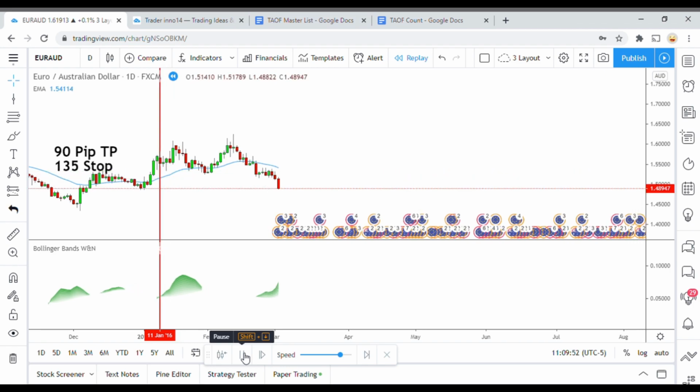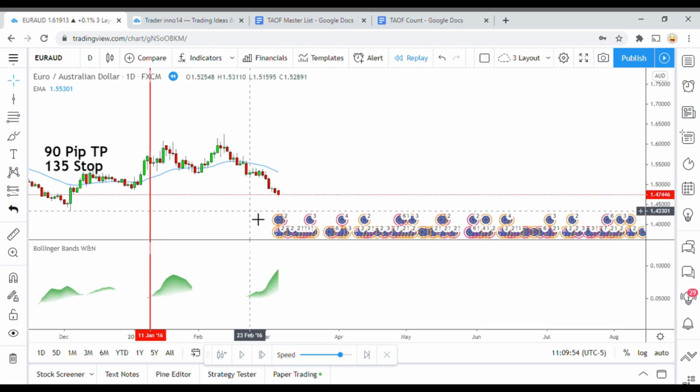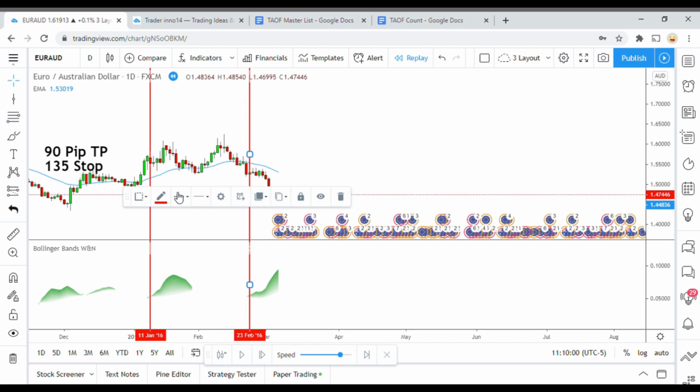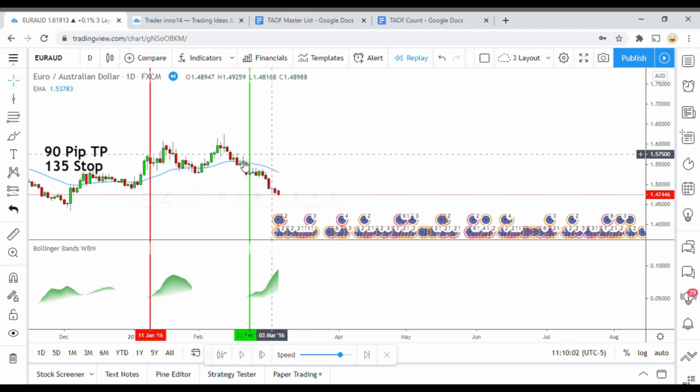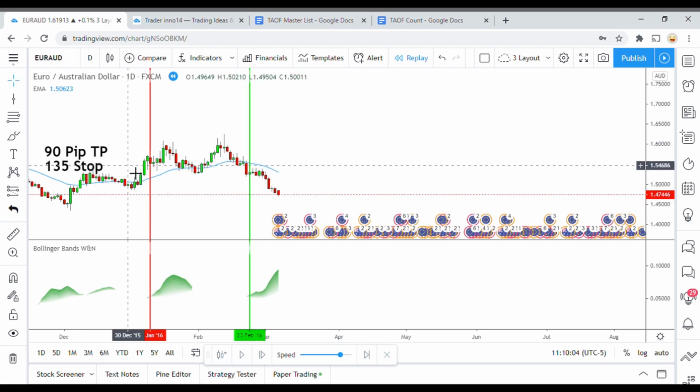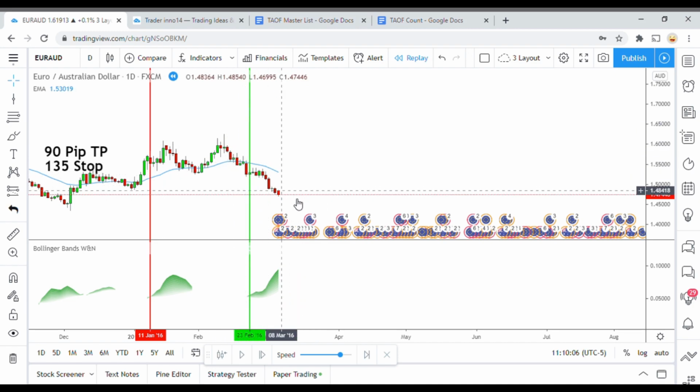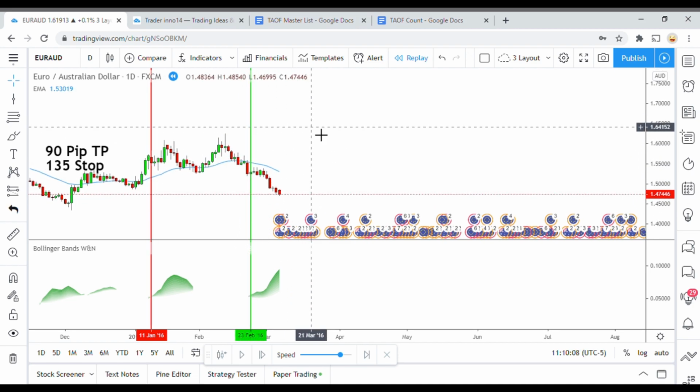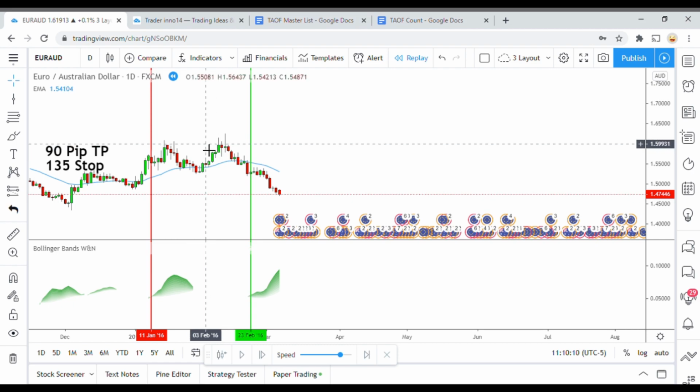And there we go. We picked up some green cloud appearing. And we are under the EMA. So now we are in a downtrend. And that one worked out for us rather well. Definitely made it down to take profit.